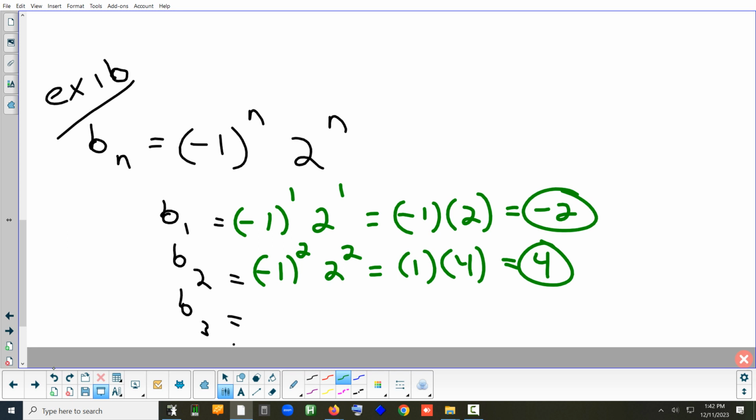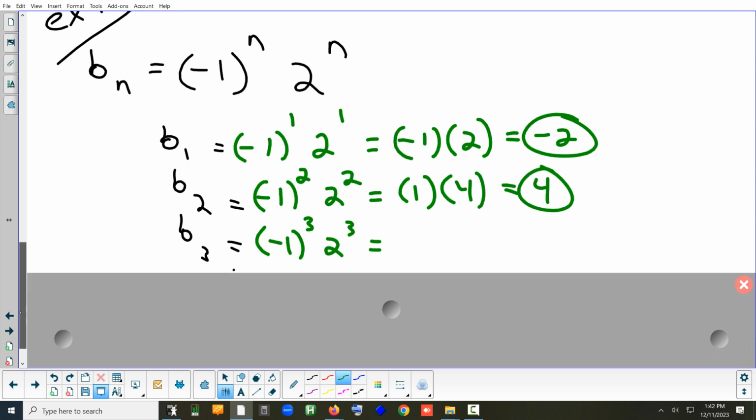Okay, once we do the third one, I think you'll start to see what the pattern is. So -1 cubed times 2 cubed. What's -1 cubed? It's going to be -1. And 2 cubed? 8. And -1 times 8? -8. What's happening each time?